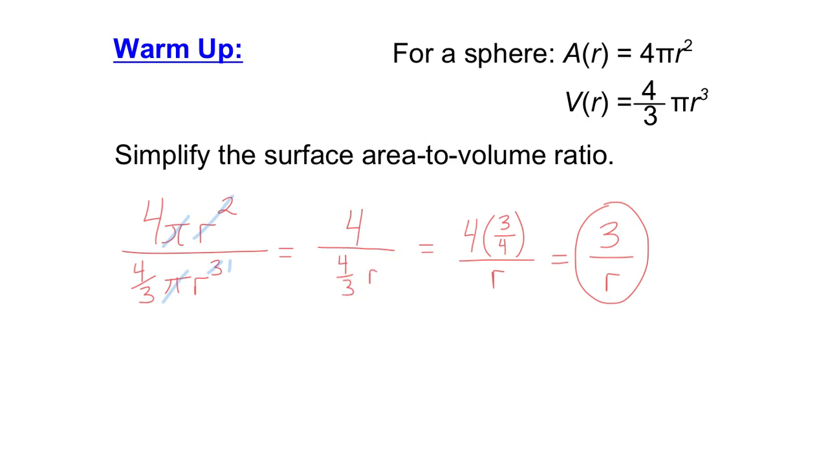So this looks weird. I'm dividing by a fraction. You remember how to divide by a fraction, you multiply by the reciprocal. So 4 divided by 4/3 is the same as 4 times 3/4. 4 times 3/4 is just 3. So here I have 3 over r as the simplified expression.